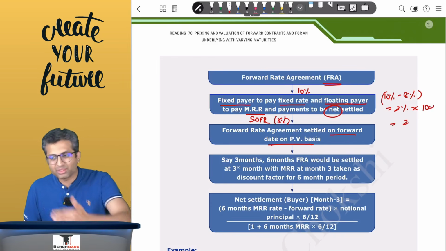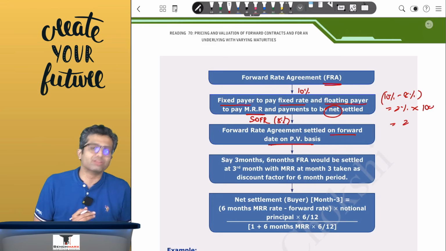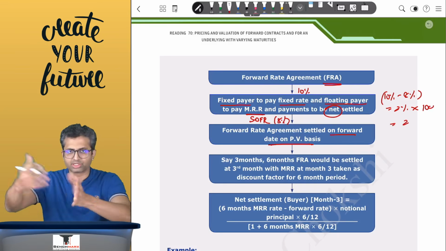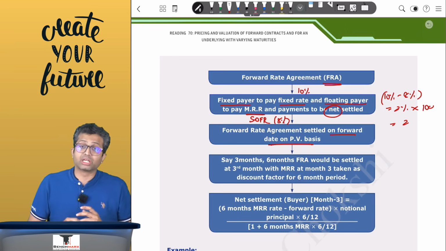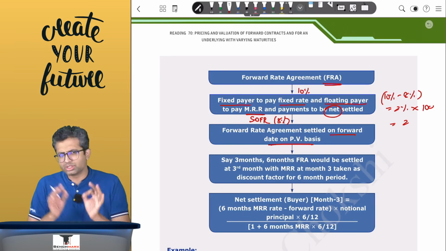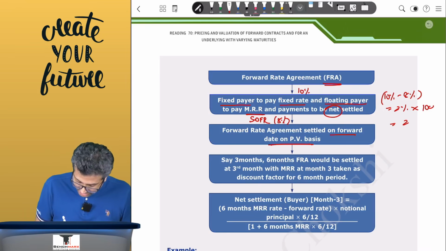However, ideally the payment of 2 is going to happen after 1 year, because interest accrues over time. But if you want to settle it right now, then you will have to settle it on a present value basis, and usually the discount rate will be the market reference rate. Say a 3 by 6 FRA would be settled at the 3rd month, with the 3-month MRR taken as a discount factor for the 6-month period. This is the specific case.